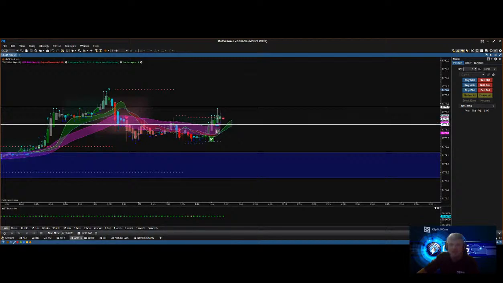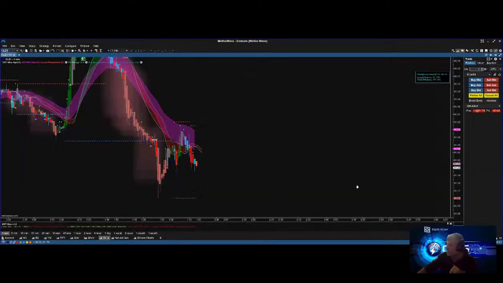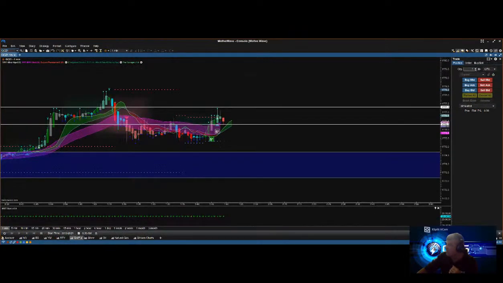All right, so oil trace is coming back down as gold goes up. Important correlation observation for the time of day. Okay, so oil is going down and gold's going up.